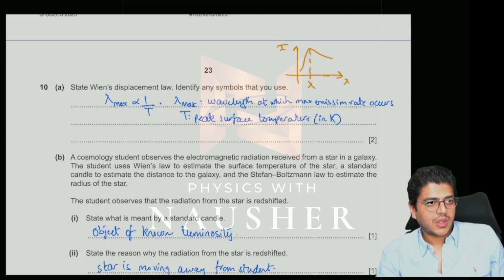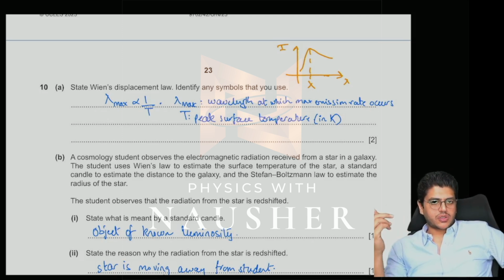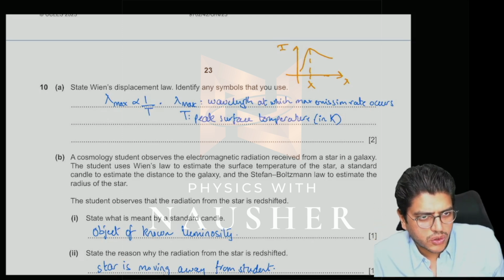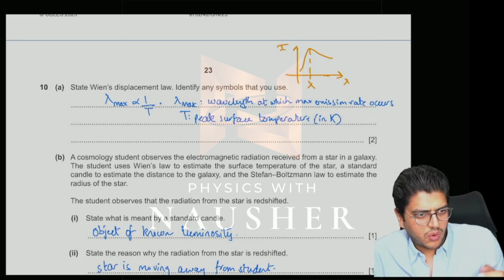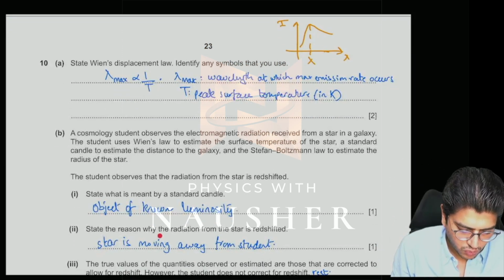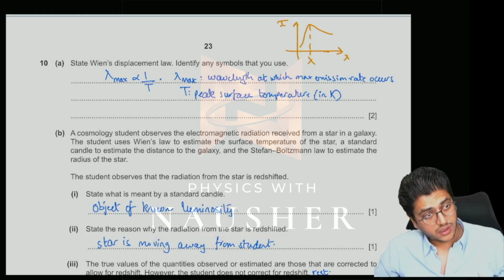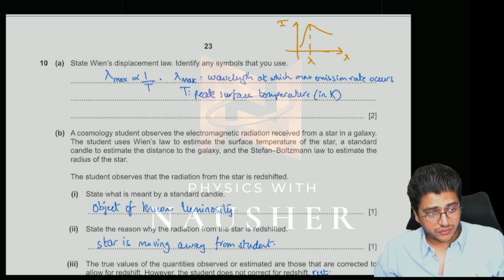Remember this. A cosmology student observes the electromagnetic radiation received from a star in a galaxy. The student uses Wien's law to estimate the surface temperature. What is meant by standard candle, object of no luminosity? You should know this. State the reason why the radiation from the star is redshifted: because the star is moving away. That's the cause of redshift.